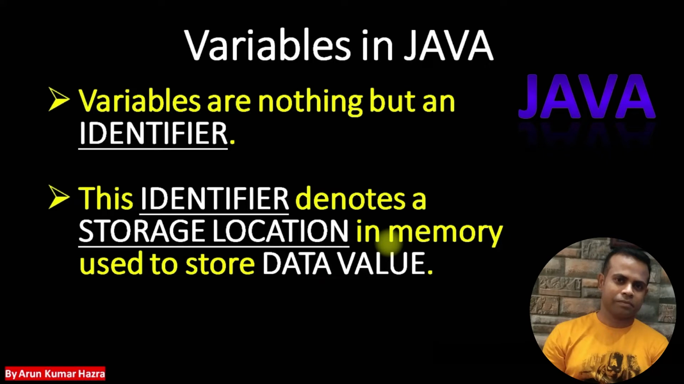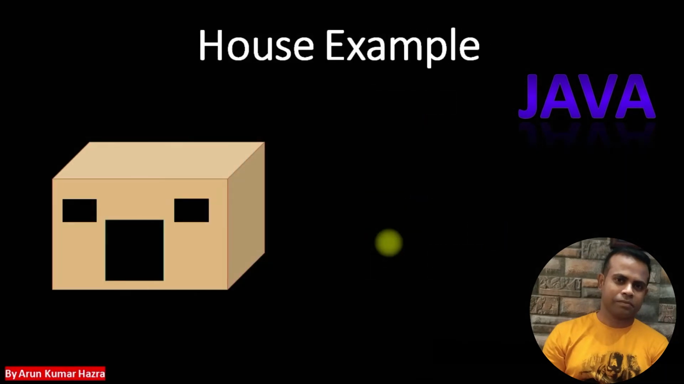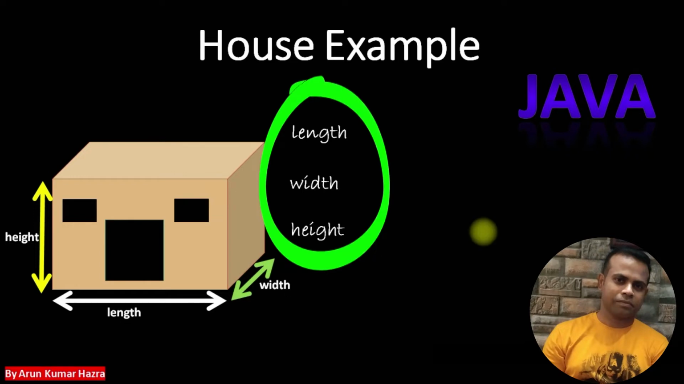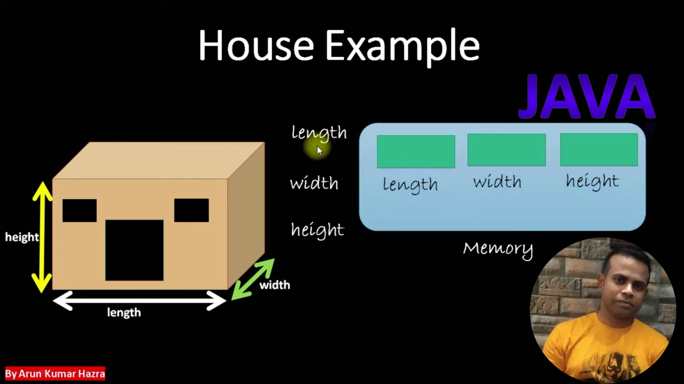As Java is object oriented programming, let's check with some real world example. If we take an example of a house, it has its length, width and also height. So in Java, we can declare this length, height and width as variables. Now this will reserve some storage in memory this way. So we have three variables, length, width and height, and under memory they reserve some slot to store their data.